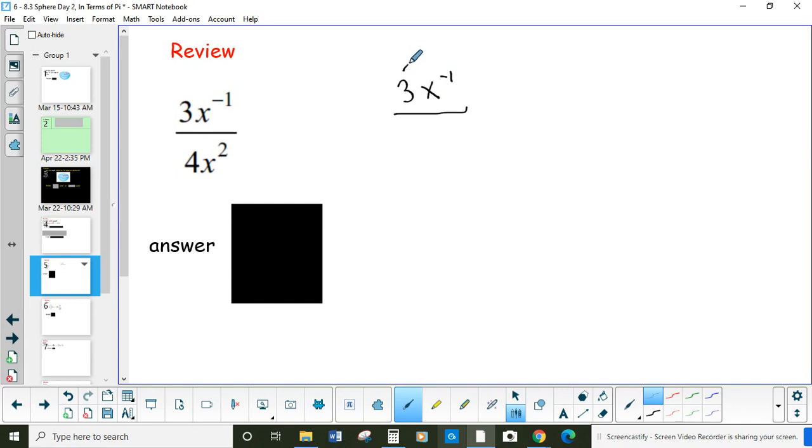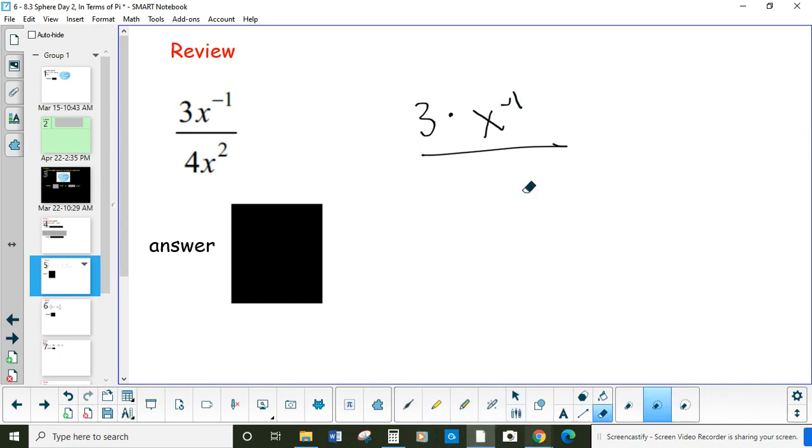Now just remember, this 3 is not to the -1 power. Only the x is. If you had parentheses like this, then they'd both be to the -1st power. So what this is, is 3 times x to the -1st. That's what 3 next to x to the -1st means. Okay, so just make sure we understand that.